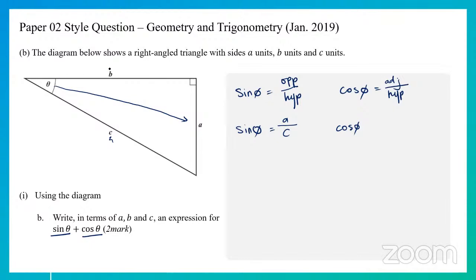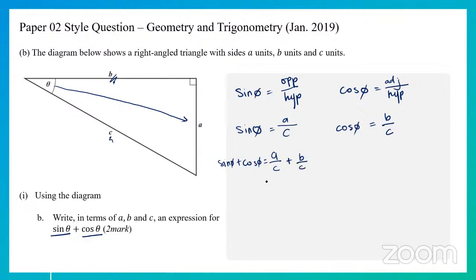So our adjacent side is going to be side B, and our hypotenuse is the same, side C. So cos theta is equal to B over C. So now that we know sine theta and cos theta, we can write sine theta plus cos theta, which is just going to be A over C plus B over C.